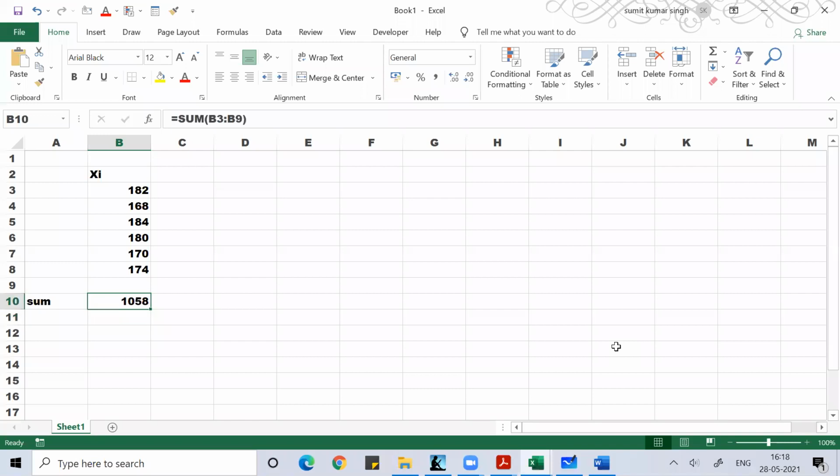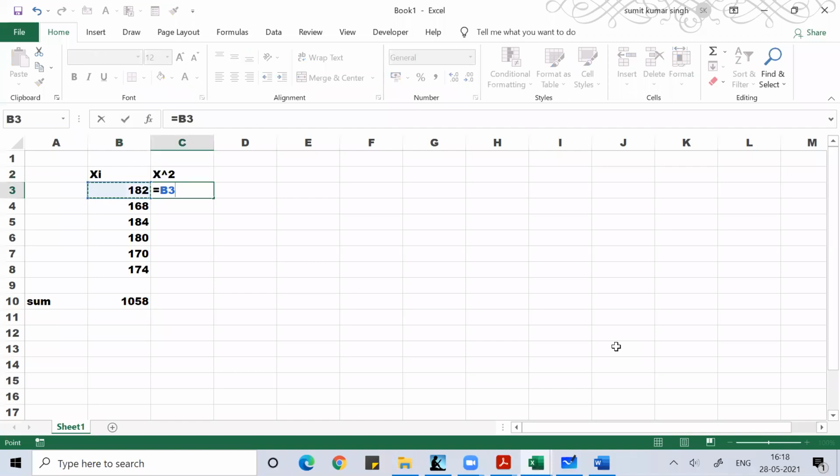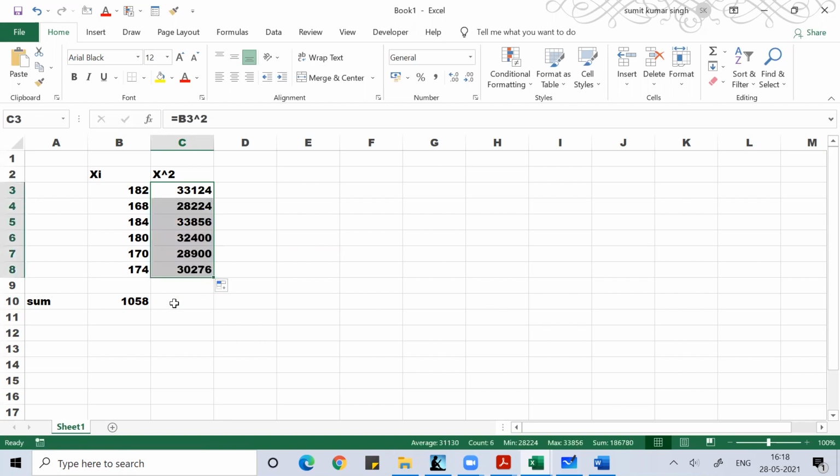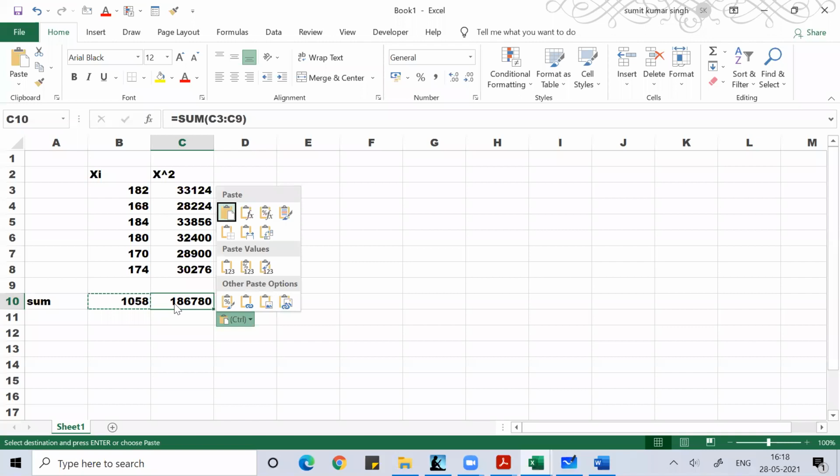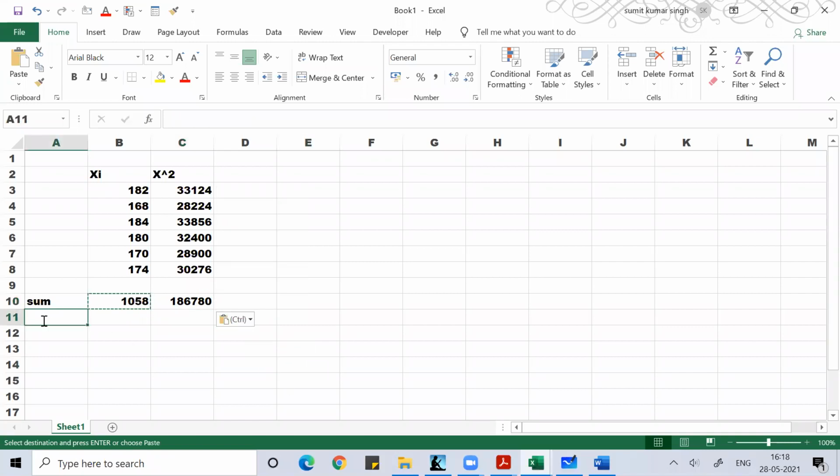What I can do, I can do this sum. So you can use a calculator and do this sum. Talking about square, you can do the square. So once you get X, then I can find the average.